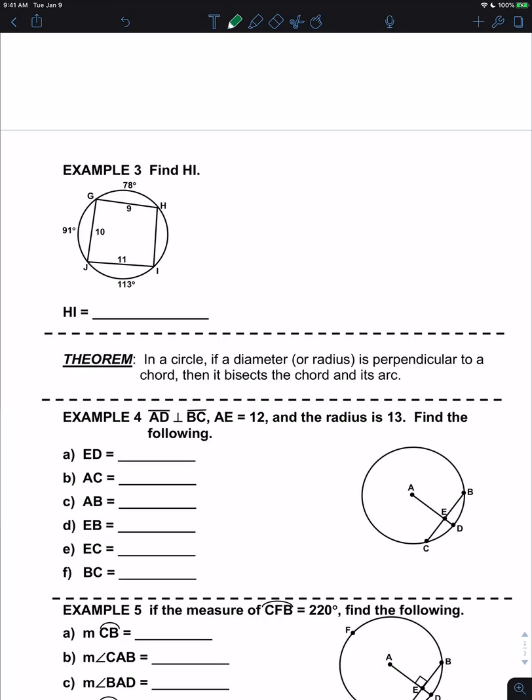Okay, let's go to our next example. It says to find HI. Okay, so let's start filling in what we know. Here's our H to I, and we're going to see what that measurement is. Well, we've got every measurement except for the arc from H to I, and so let's see, what's 360? It's the total of any circle, minus the 78 degrees, minus the 91 degrees, minus the 113 degrees. What does that give us?